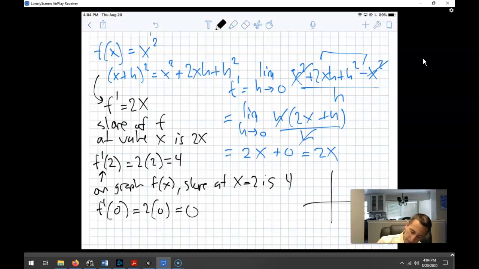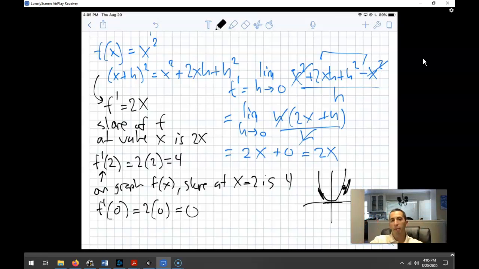And again, this makes sense, right? Because if you draw a parabola, at 0 you have a slope of 0. At 2, you have a pretty big positive slope. It's a slope of 4. If you plugged in -1, you get a slope of -2. And that is, in fact, what we see. We have a negative slope on the left side of the graph.